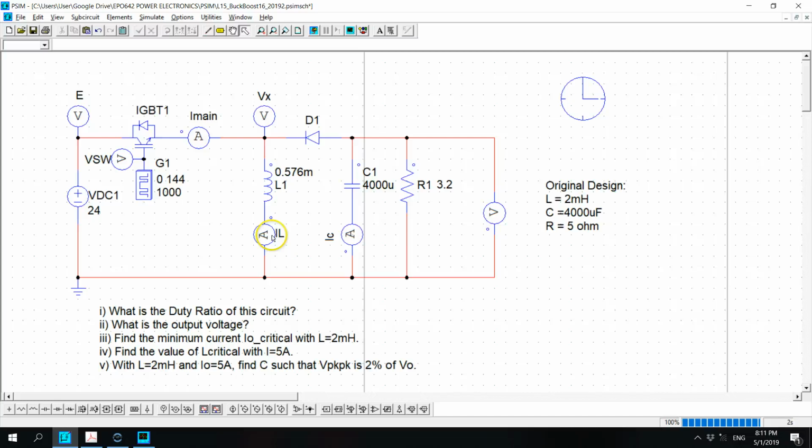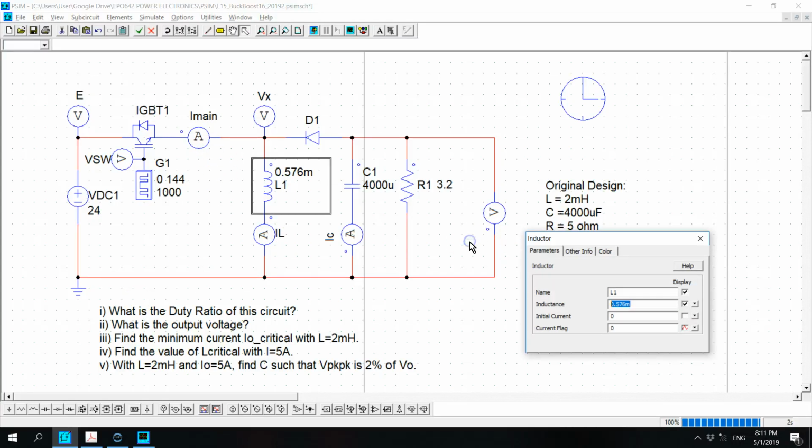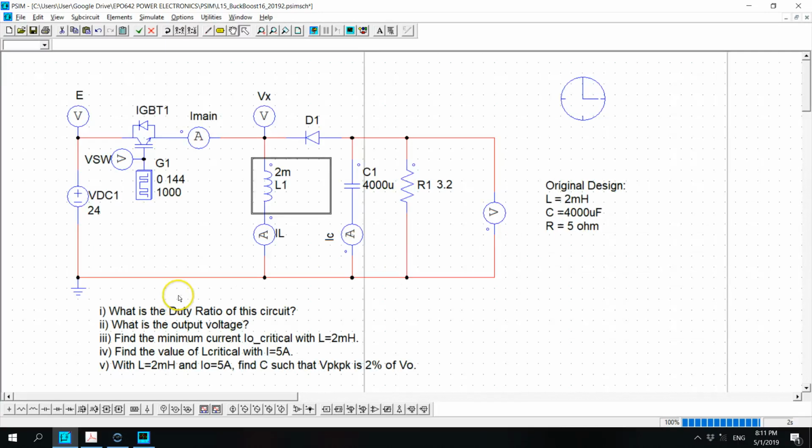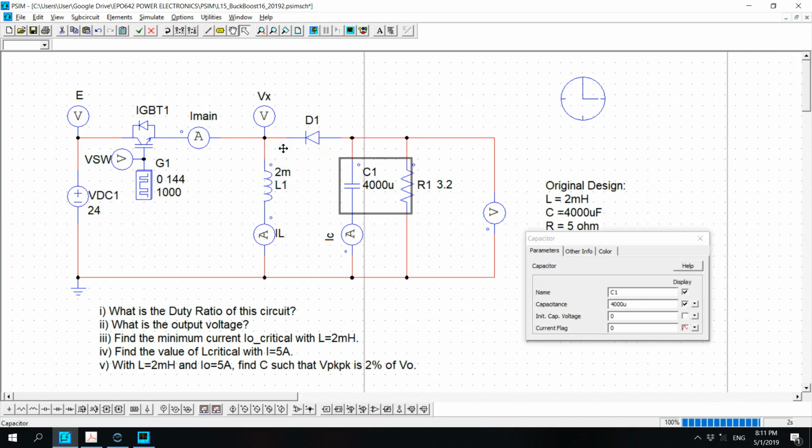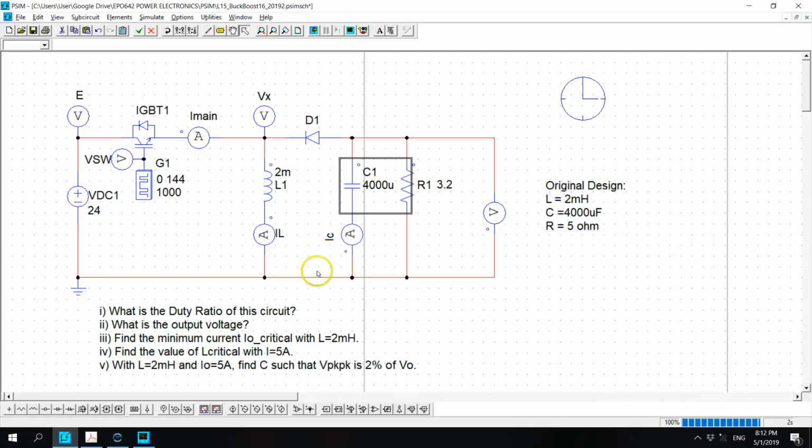Right. So number 5, with L equals 2 millihenry, we change back to the original design specification, 2 millihenry, and I naught is 5 amp. Now we maintain the output current of 5 ampere. Find C, we need to find the value of the capacitor such that the peak to peak is 2% of V out. So delta V naught is 2% of 16 volt. That will be 3.2 volt.